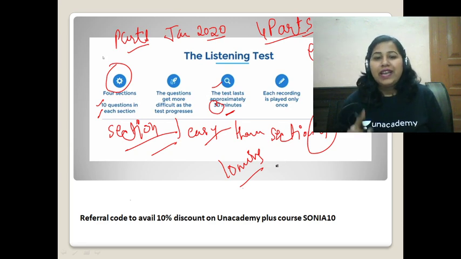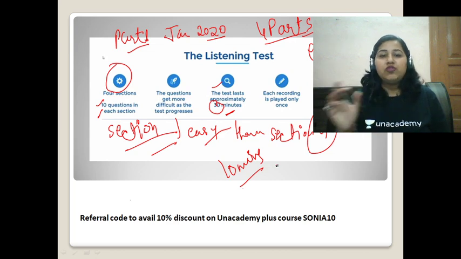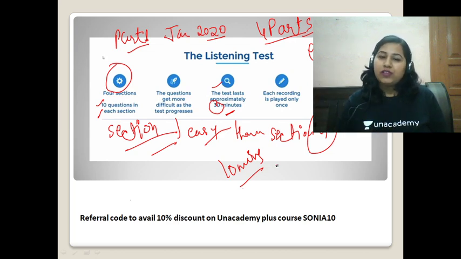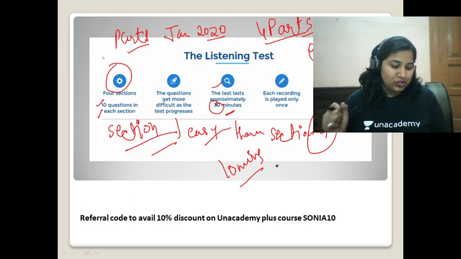So you will get a booklet, a question booklet. Along with it, you will get an OMR sheet wherein you have to fill in your answer. So at the end of the audio, you will get 10 extra minutes wherein you cannot remove your headphones. You just have to transfer the answers from your question booklet to your answer sheet.